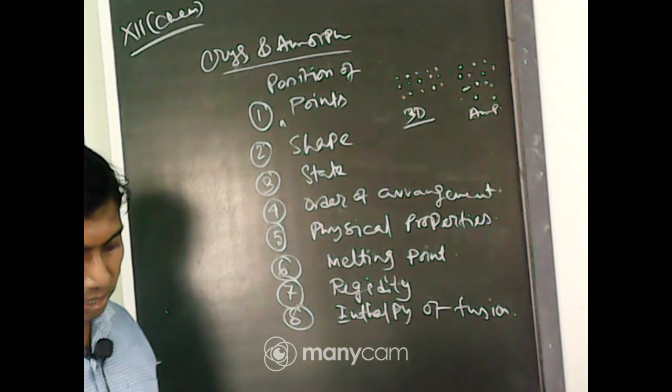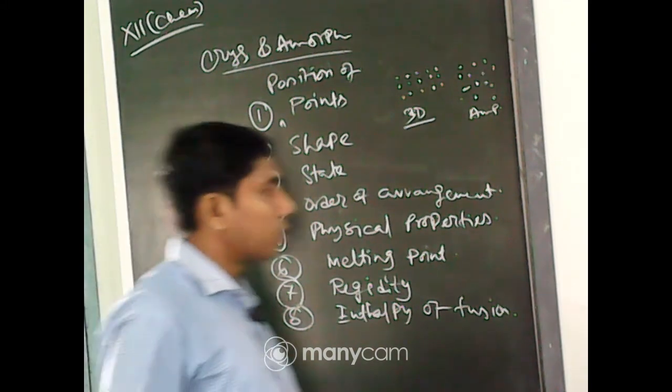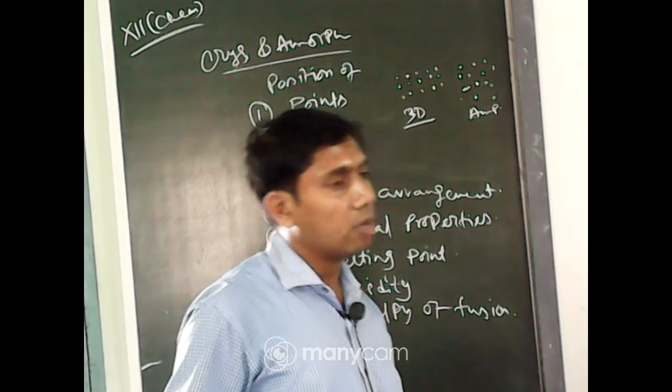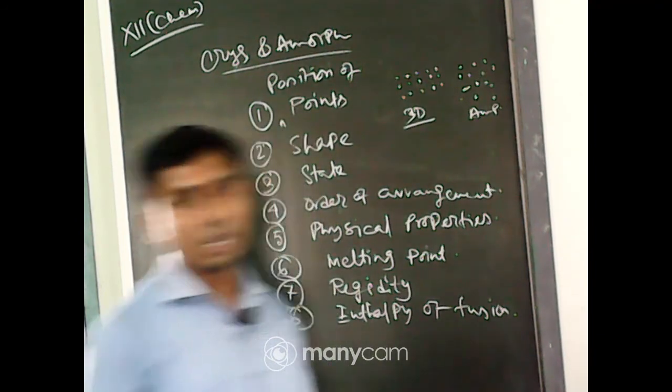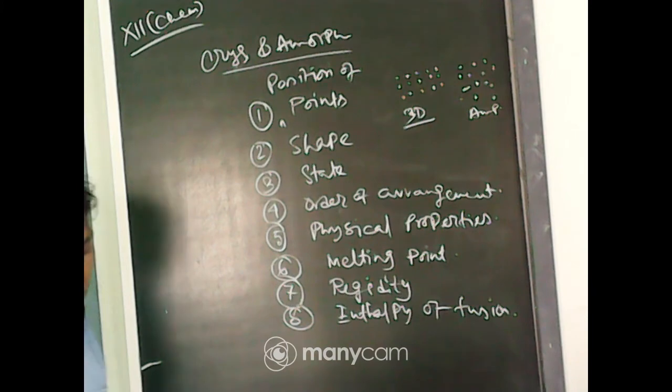Next is anisotropy. It is anisotropic, that is, the physical parameter has different values in different directions, for example the refractive index. Okay. So, this is the point of distinction.